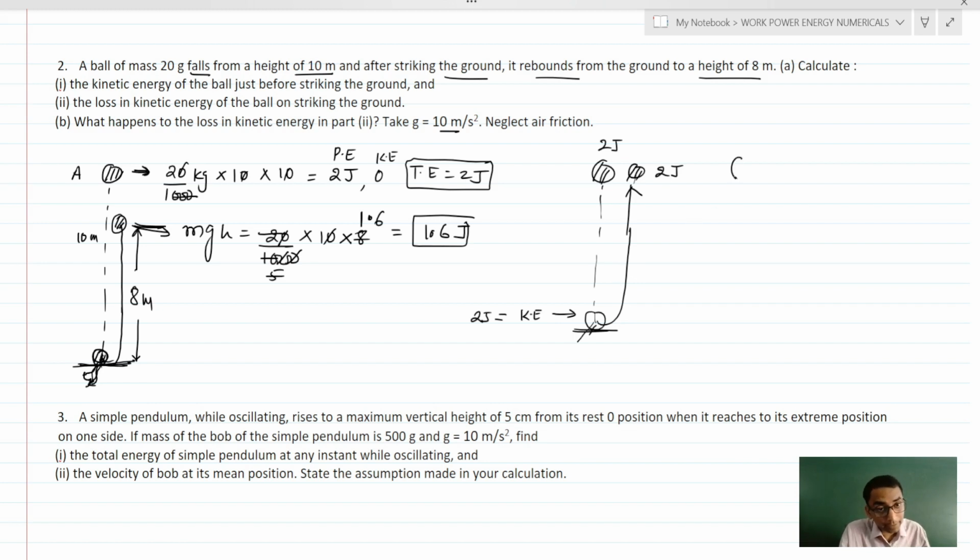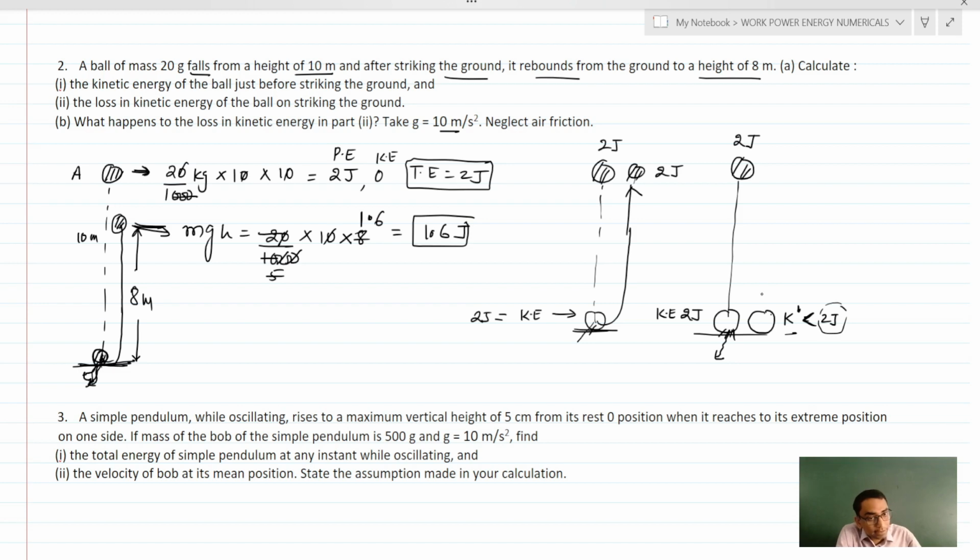But what is happening practically over here is it has 2 joules of energy. Just before striking the ground, it had 2 joules of kinetic energy. Since there was a collision, some amount of energy was lost. So now some new kinetic energy, let me call that k dash, which is less than 2 joules. This entire kinetic energy would be converted into the potential energy, and that potential energy is 1.6 joules. So the kinetic energy at the bottom, k dash, is also 1.6 joules.